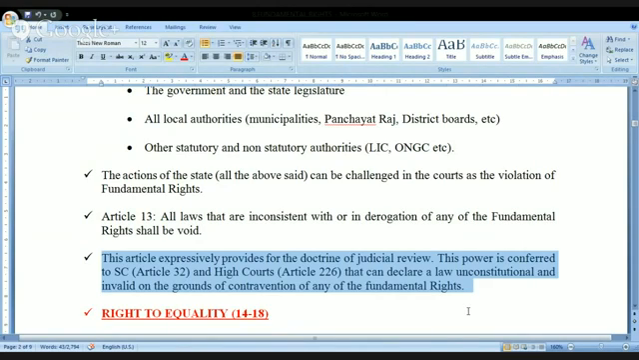Meaning, if we feel that there is a derogation of the fundamental rights or the law is inconsistent with any of the fundamental rights, where can we go? We can go to the Supreme Court or we can go to the High Courts. We have been given the powers to move the Supreme Court under article number 32 and the High Courts under article number 226. And the courts have every right to declare a law unconstitutional and invalid on the grounds of a contravention of any of the fundamental rights.